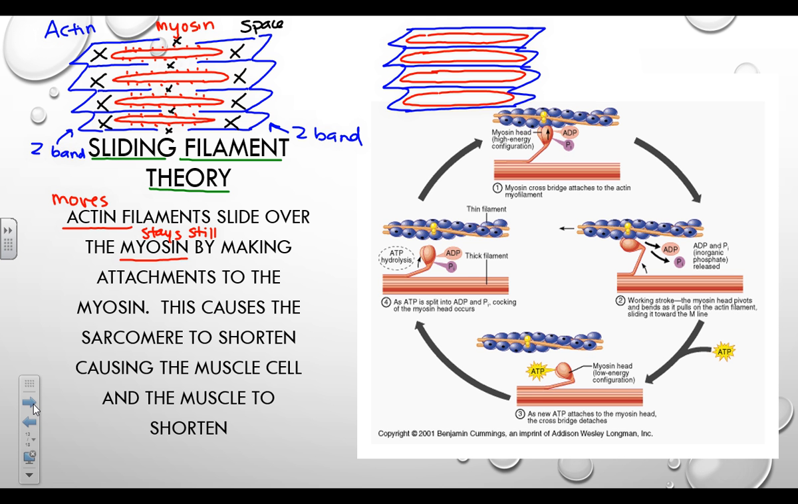So before my muscle contracted, I had all those black X's. I had space. Once my muscle contracts, I eliminate all of the space. The two sides of actin come closer to each other. That is the sliding filament theory. Actin filaments slide over myosin, and when they do that, all of that empty space is eliminated, and the muscle cell, and thus the muscle, gets shorter.